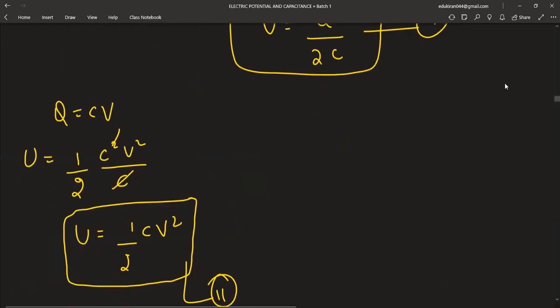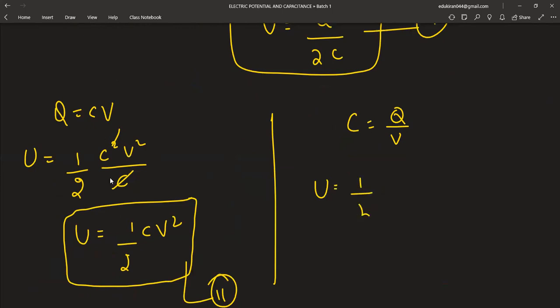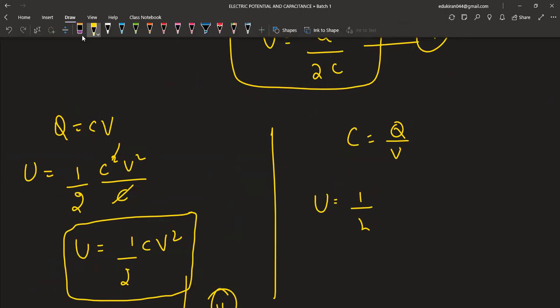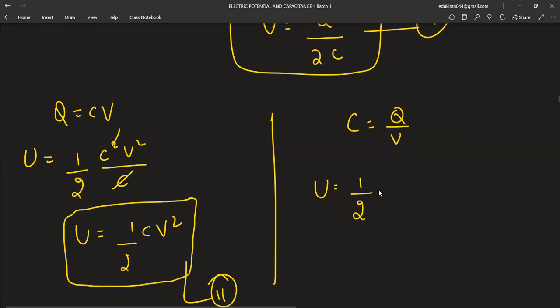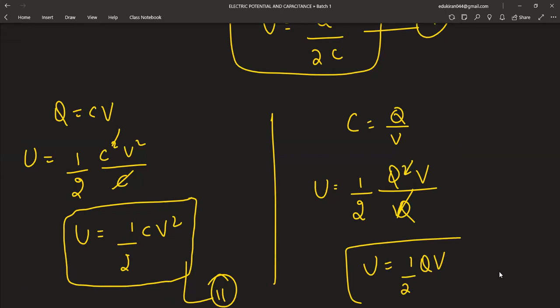Just in case you only have the potential and charge, then what you can do is, C is equal to Q by V. So U is half C V square, and we can write this as half, C square V square we had, so this becomes Q square V by Q. So one Q cancelled, and U is equal to half QV. This is the third formula.